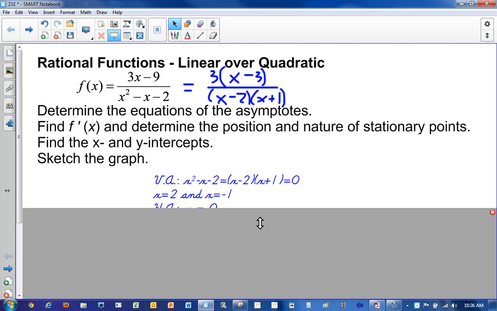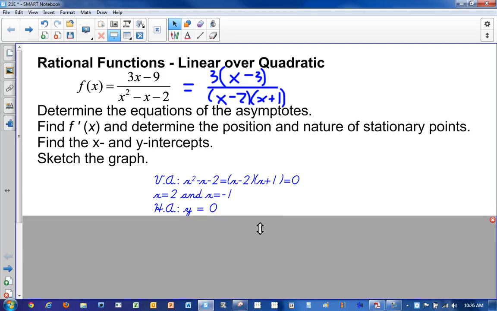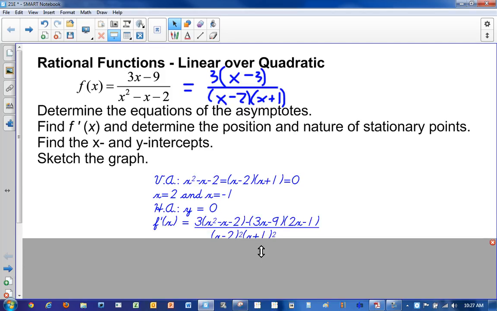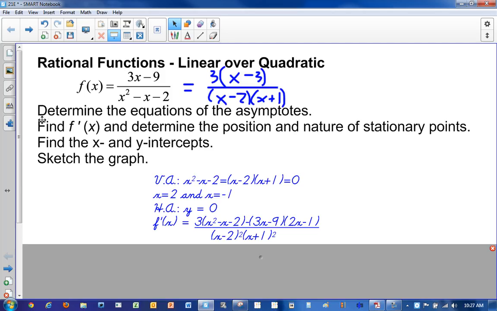Along with vertical asymptotes, I will need to find any horizontal or slant asymptotes for this function. As you can tell, this function is bottom heavy, meaning that there will be a horizontal asymptote of y equals 0. Now I'm done finding the asymptotes, so I find the derivative, f prime of x.